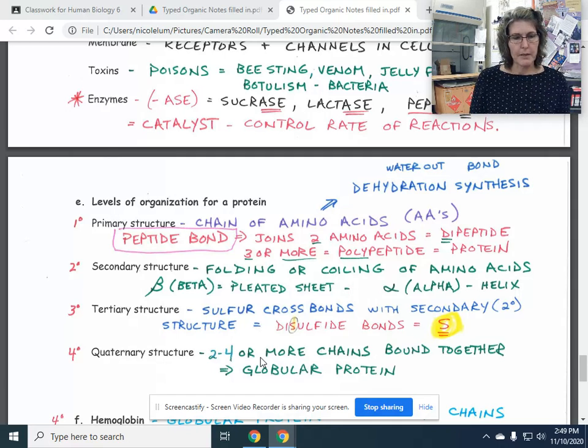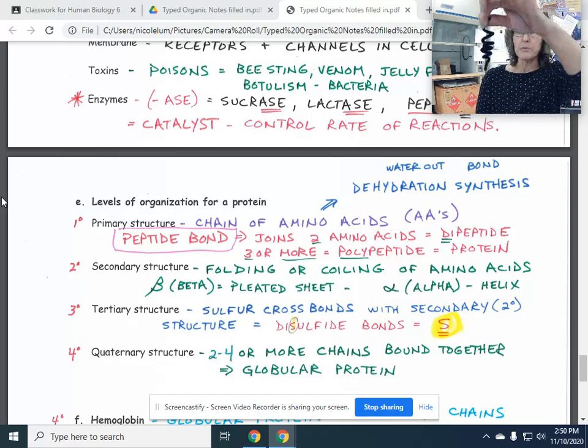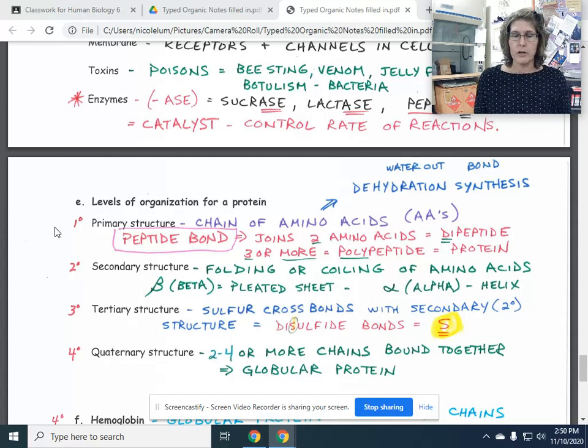So it's kind of like if I take my little beta pleated sheet and now I start connecting them and I start making little bonds across, connecting all these particular sheets. Those are my sulfur cross bonds that we have. That is a tertiary structure, so we're getting a little bit more complex there. These are disulfide bonds that we're going to see joining those beta pleated sheets, or if I had the alpha helix, it would be between all those little spirals there as well. So here's my, once again, if I had all these little disulfide bonds joining each of these little coils all the way down, that would be that tertiary structure.